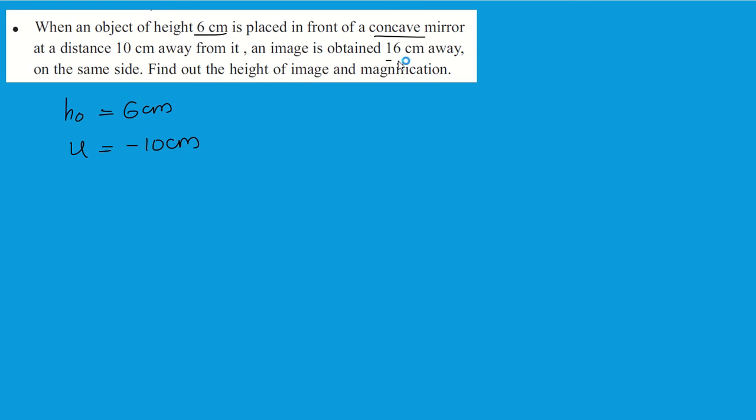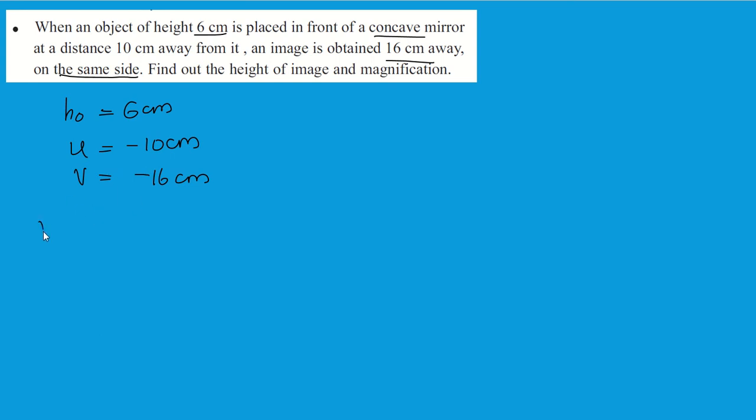An image is obtained 16 centimeter away. So V is equal to 16 centimeter. We have to see what type of image it is, away on the same side. Same side means again it is negative. Find the height of the image and magnification. We have to find the height of the image. Here they didn't ask any focal length, right?